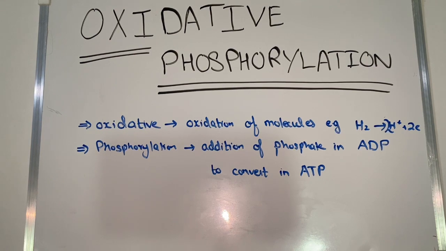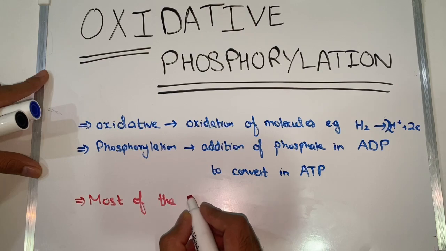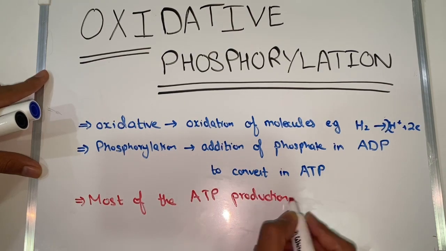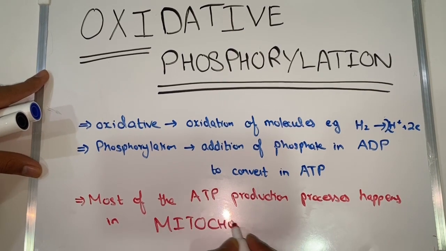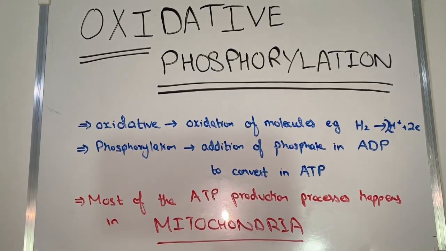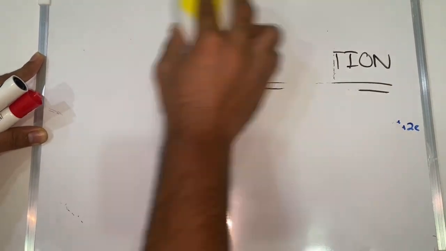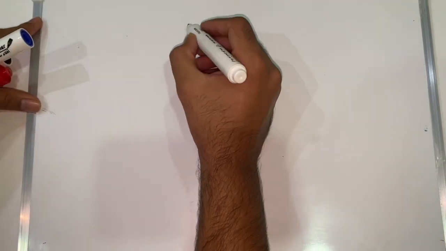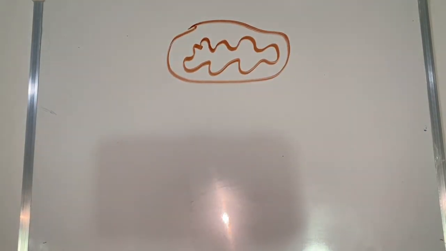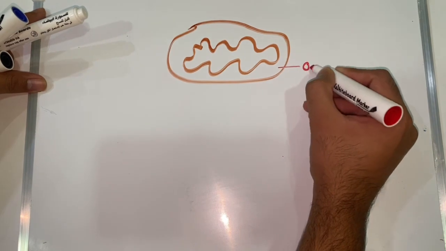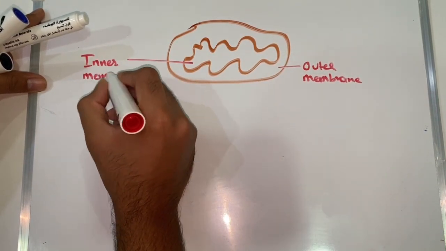As we know, mitochondria is the powerhouse of the cell and most of the processes happen in it. And oxidative phosphorylation also happens in mitochondria. So let's speed up and have a look at the structure of mitochondria. Mitochondria is basically divided into two membranes. The outer membrane is called outer membrane and the inner is called inner membrane.